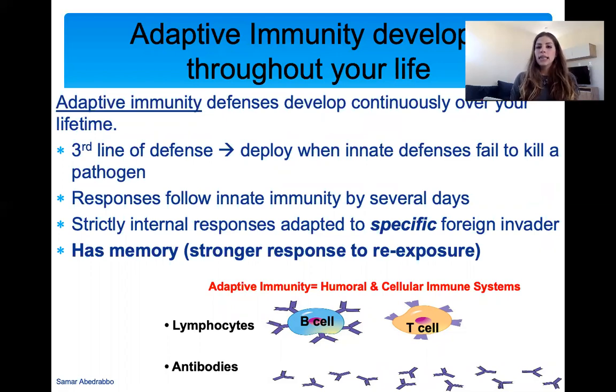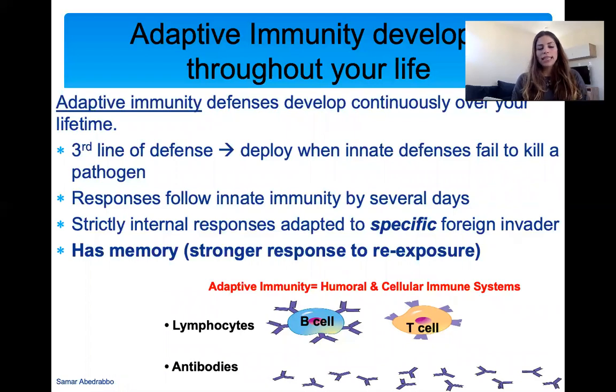And its response is a little bit slower than innate immunity, so it takes several days to kick in after innate immunity hasn't responded. And here we're talking about the white blood cells that are involved in defending you against pathogens, and they're lymphocytes. It's strictly internal, unlike innate immunity where external factors are like skin and secretions, and it has memory. So adaptive immunity, again, it continuously develops over your life.